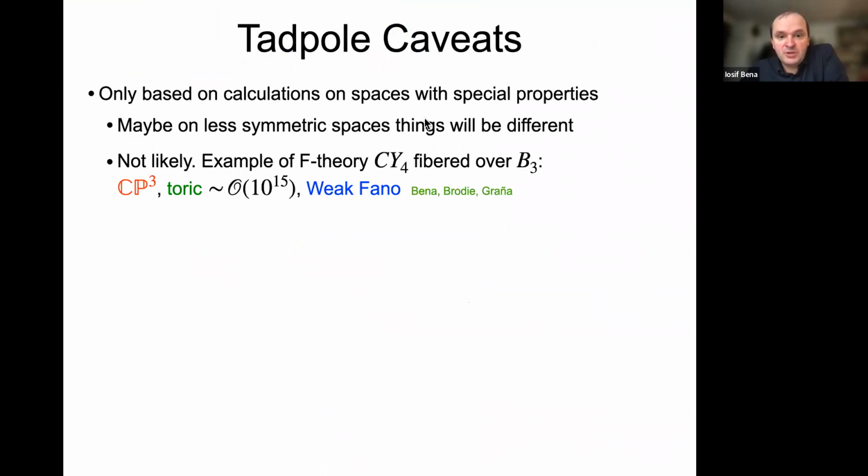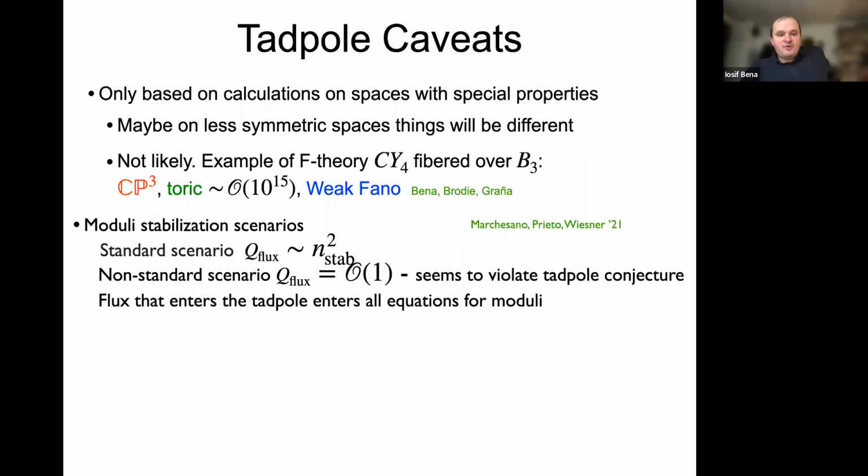They are done on supersymmetric spaces with special properties. Maybe less symmetric spaces are going to be different, but again, there are 10 to the 15 toric bases which seem to satisfy the tadpole conjecture. The weak Fano class is bigger than the toric class, and apparently is uncounted. I have no idea why. That's a question for a mathematician. But there's a huge number of examples where it appears that the tadpole conjecture is satisfied.